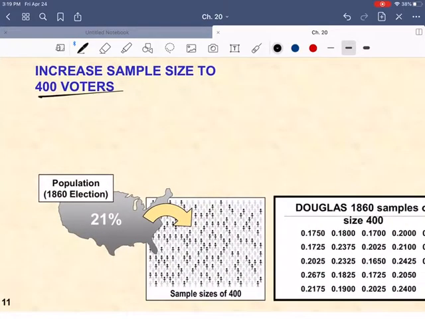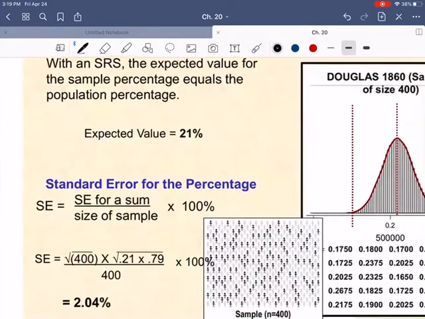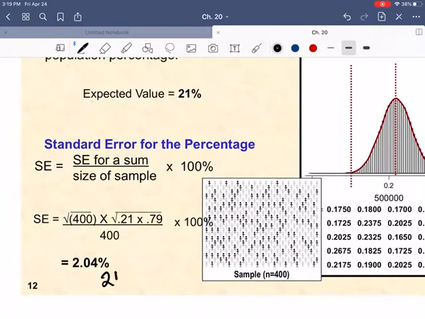And then if we increase it to 400 voters, the expected value is still 21%, but the SE is now only 2.04, so it's give or take 2.04%. So the moral of the story with these last few slides is we have formulas to get the expected value in the SE percents. And the bigger your sample size is, the smaller your standard error is going to be. So you want big sample sizes whenever possible.